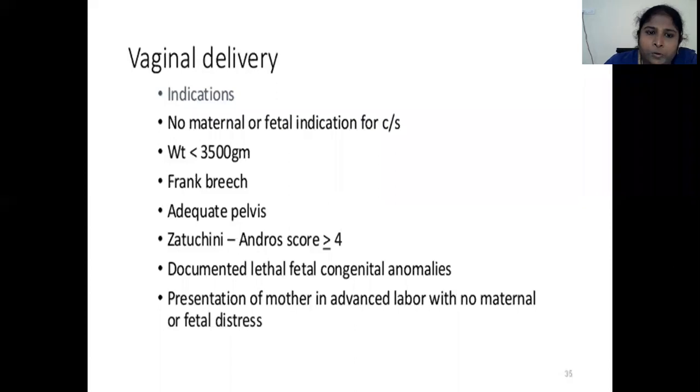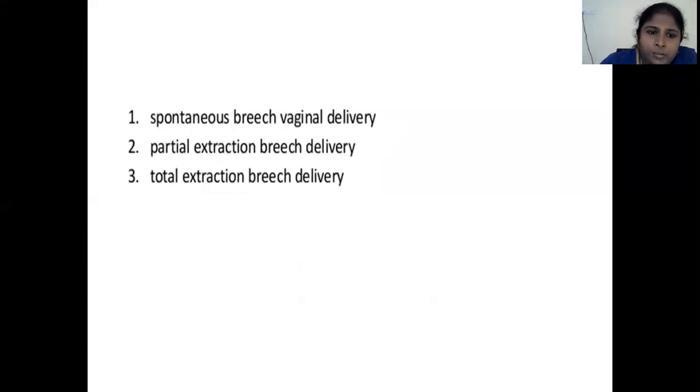Otherwise, the main problem with breech delivery is that the legs, buttocks, feet, shoulders, hands, everything will be delivered, and at the level of the head it is more difficult. The head gets entrapped at the inlet, and if the delivery time exceeds more than 1 to 2 minutes, there may be hypoxia and baby IUD may occur.